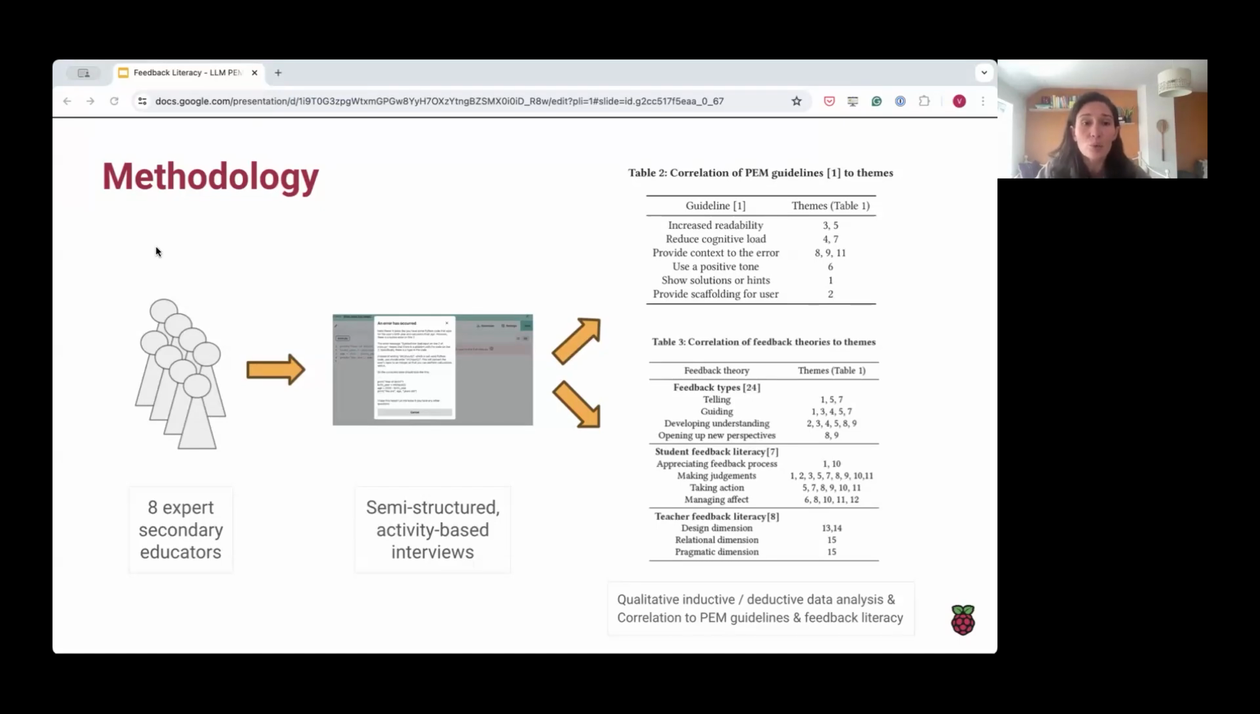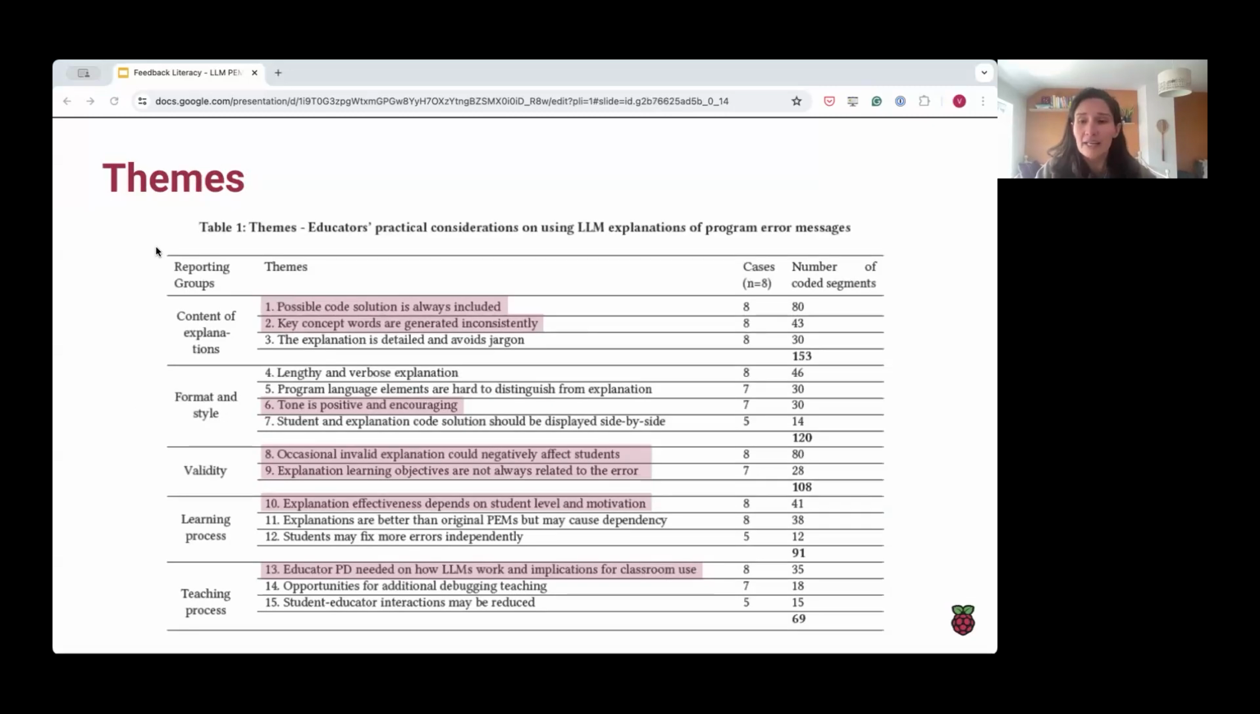Using a qualitative inductive deductive data analysis approach, we identified the main themes in the educators' answers and eventually correlated these to both enhanced programming error message design guidelines and feedback literacy theory. We'll go into more detail about these 2 correlations in the next few slides. But first, more on the themes that emerged from the educators' interview answers. 15 themes emerged, which we separated in 5 reporting groups.